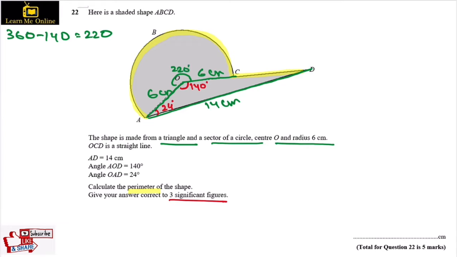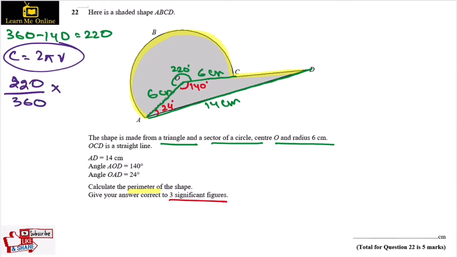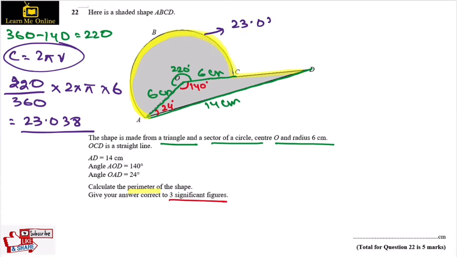Now to find this sector, we know that the circumference of a circle is 2 pi r, but because it's a sector, not the whole thing, we're going to write the angle we got, which is 220 divided by 360 times 2 pi r, which is 2 times pi times the radius, which is 6. When you type the whole thing in the calculator, we get 23.038. So it means that this yellow part from here until here is going to be 23.038.